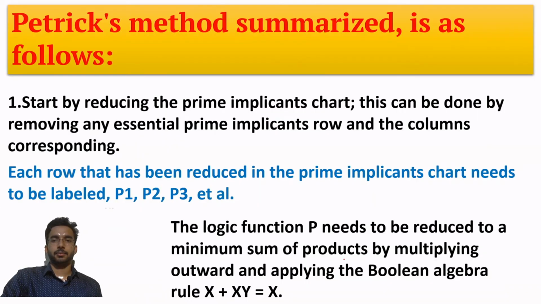Okay, so now I'm going to summarize Petrick's method. First, in Petrick's method, we started by reducing the prime implicant chart. This can be done by removing any essential prime implicant rows and the corresponding columns. Each row that remains in the reduced prime implicant chart needs to be labeled P1, P2, P3. Then the logic function P. This one is a very important formula, the absorption law, which is used for simplifying the Petrick equation.